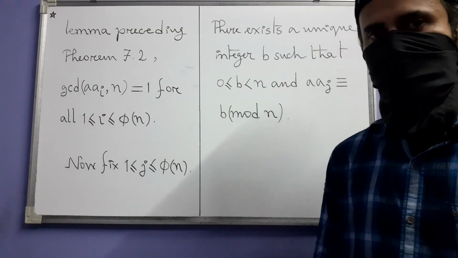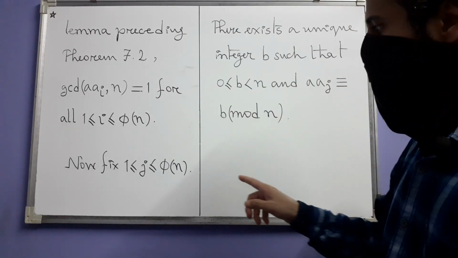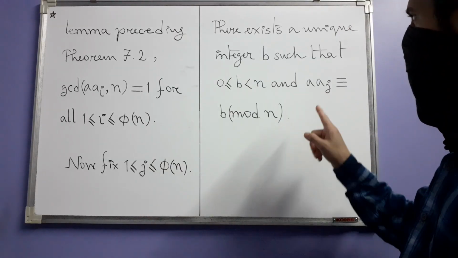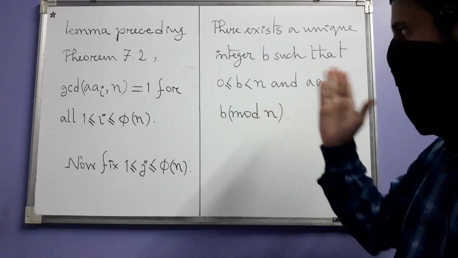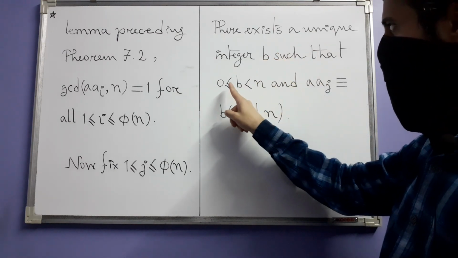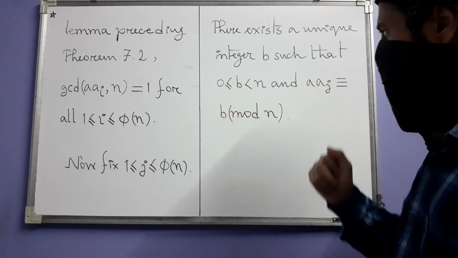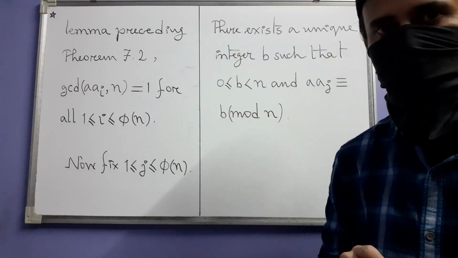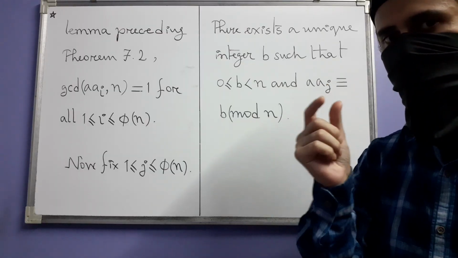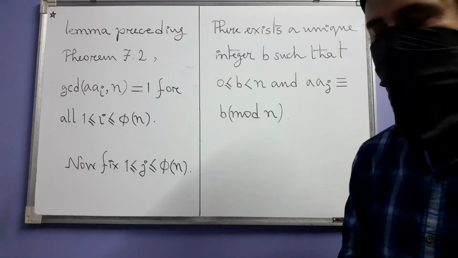Now next we are going to concentrate on some arbitrary a·a_i. So for that we just fix some j in this range and consider the number a·a_j. For that number a·a_j, there exists a unique integer b which is non-negative, is less than n, and which is congruent to a·a_j modulo n. What is this b? This b is actually nothing but the remainder that you get when you divide a·a_j by n, and obviously that is congruent to a·a_j modulo n.